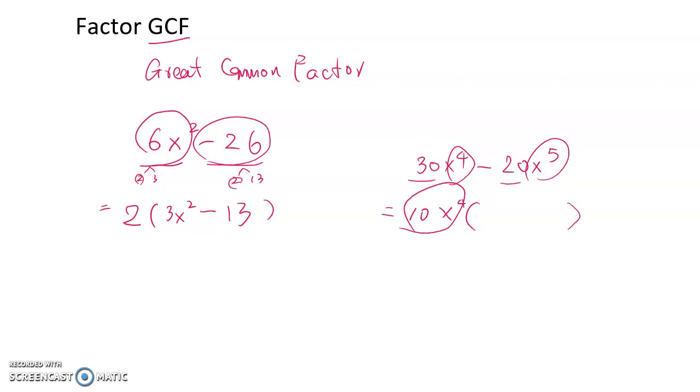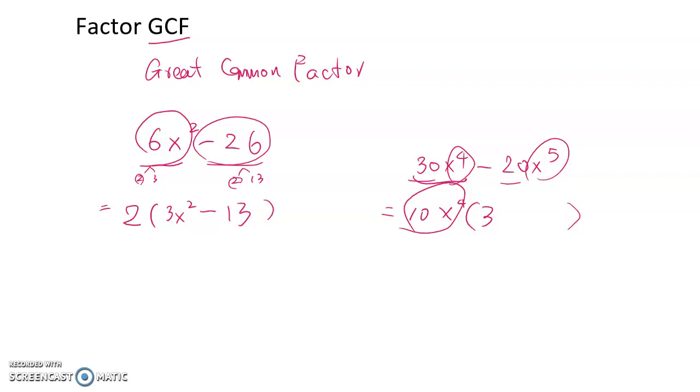Right, so 30x to the 4th divided by 10x to the 4th. That's 30 divided by 10, 3. x to the fourth divided by x to the fourth, that's 1. Okay, so first term, 3.